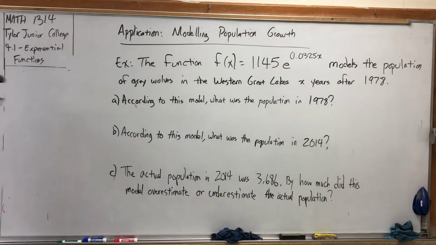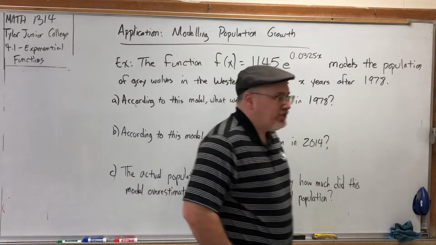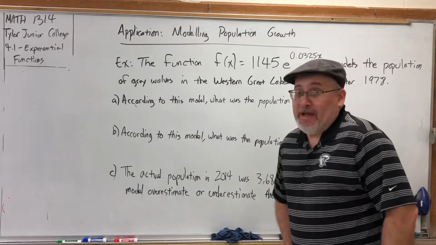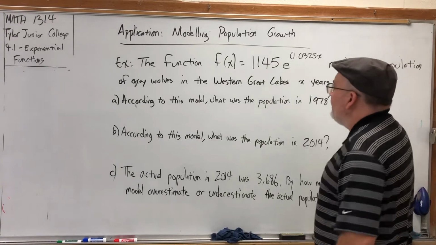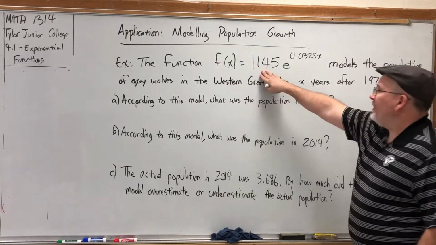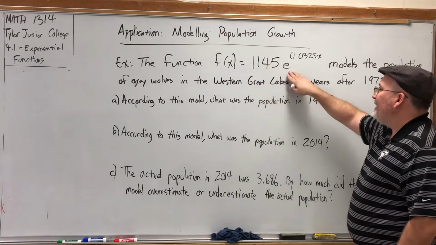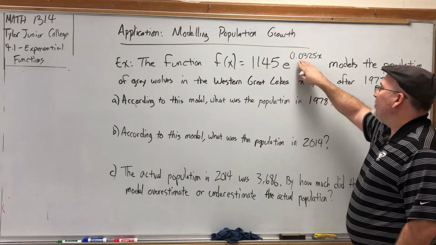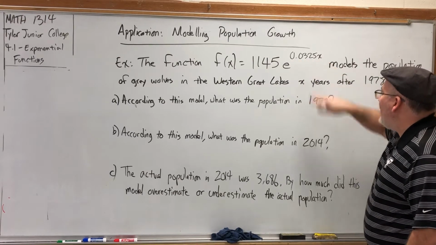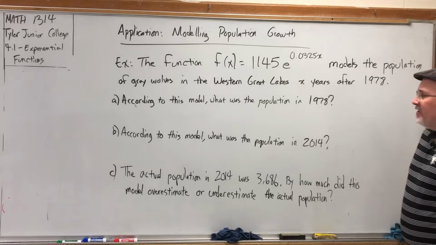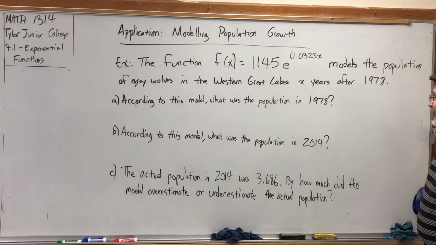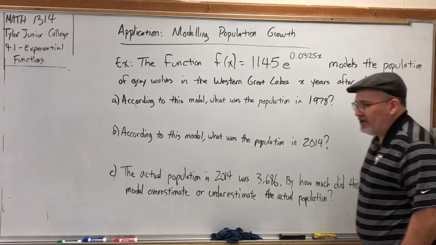Application, Modeling Population Growth. The last three videos in this series are going to show some applications of exponential functions. For example, the function f of x equals 1,145 e to the 0.0325x power models the population of gray wolves in the western Great Lakes x years after 1978.